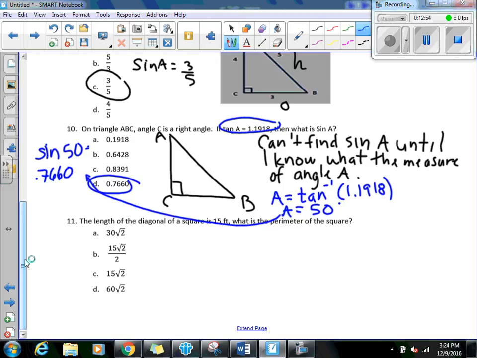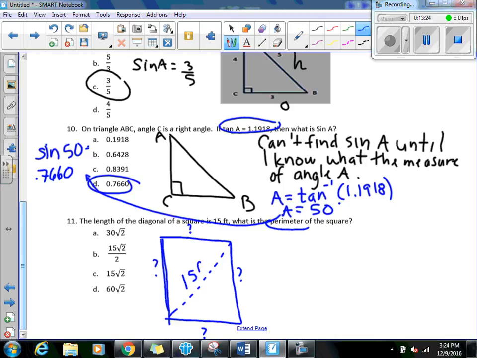Number 11. The length of the diagonal of a square is 15 feet. What is the perimeter of the square? I would say this is probably maybe the hardest problem on the test because there's 2 steps. It says, what is the perimeter of the square? So remember, perimeter is the distance around. Well, I can't find the distance around until I know how long all these sides are. So they gave me a hint. They told me that this diagonal here is 15 feet.